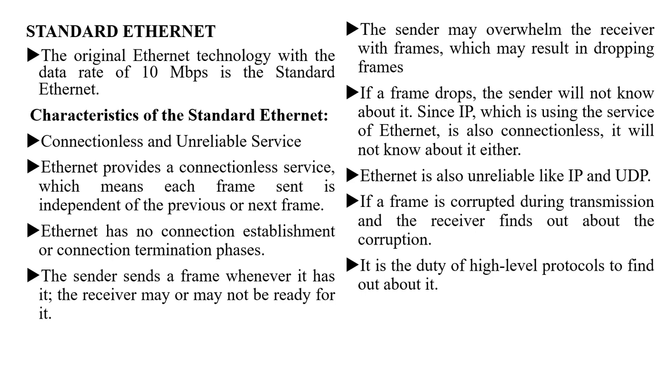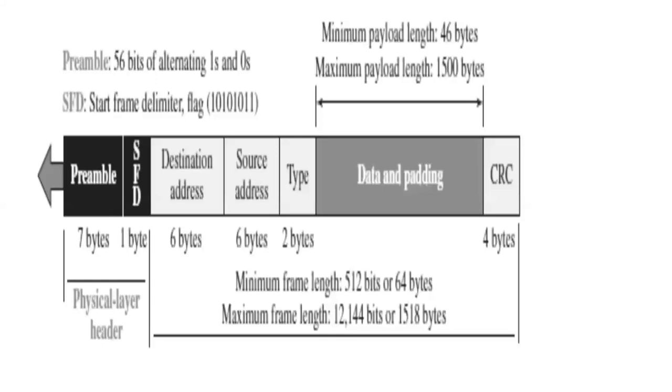Ethernet is also unreliable like IP or UDP. If a frame is corrupted during the transmission, the receiver finds out about the corruption. It is the duty of high-level protocols to find out about it. Now let us see the frame format of Ethernet.